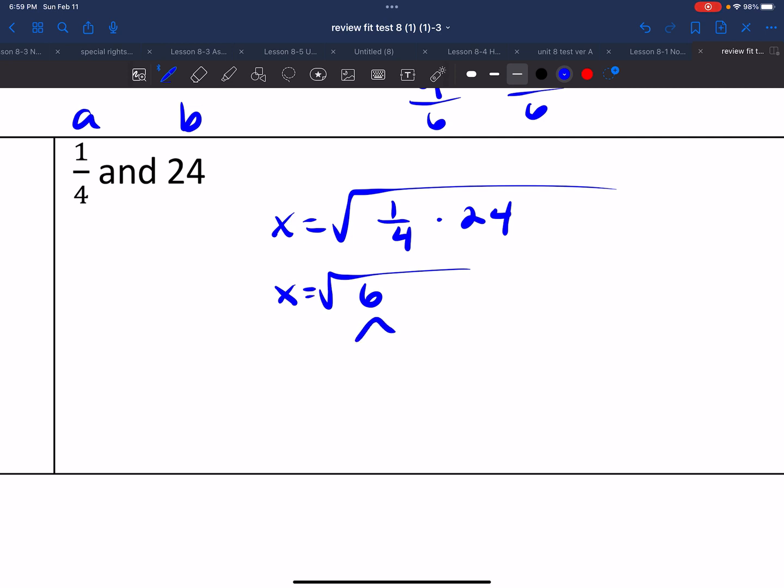Can I simplify this? Let's see. 3 times 2. 3 doesn't have a pair. 2 doesn't have a pair. So your answer is really x equals the square root of 6. Okay, that's your answer.